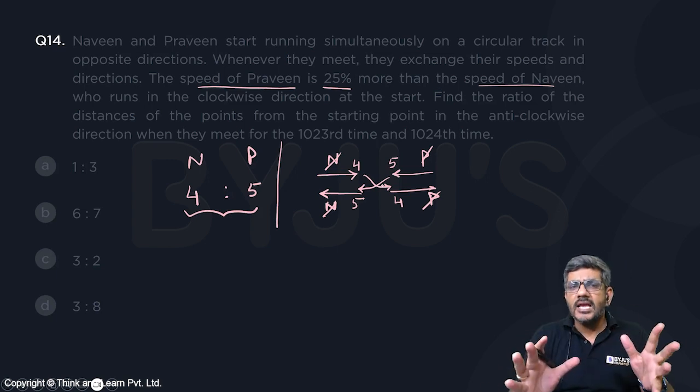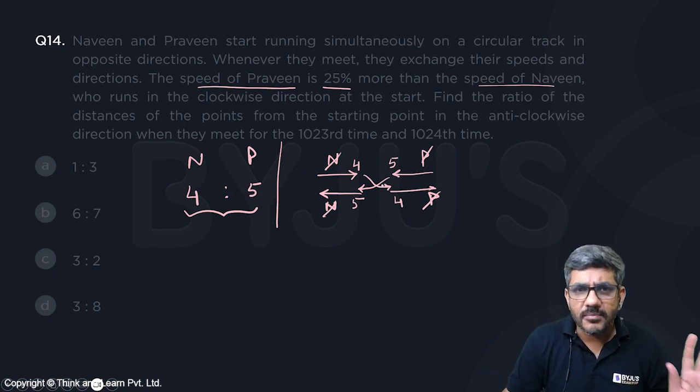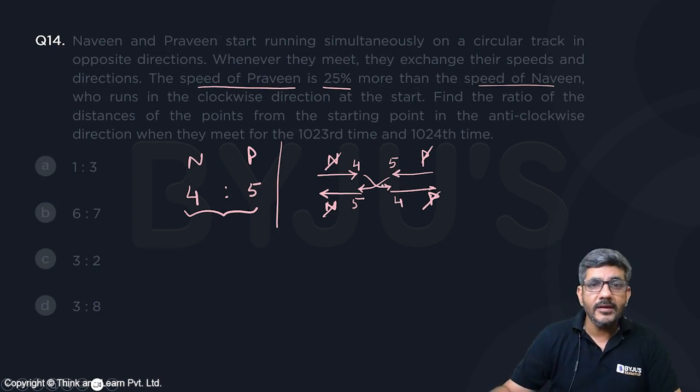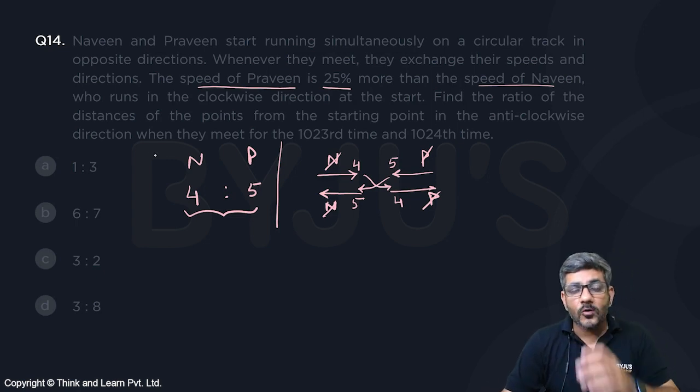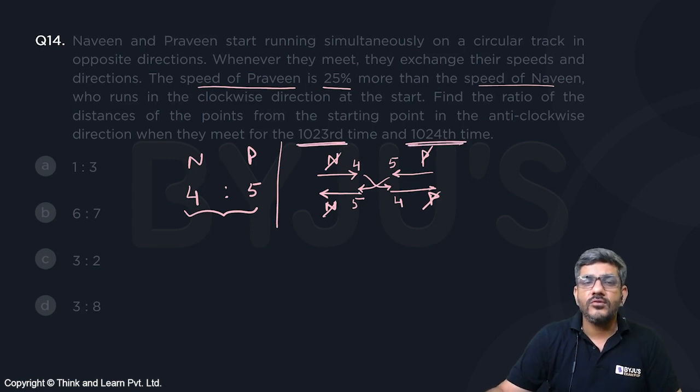But I can say they just pass through each other. Exchanging the speeds or direction does not make a difference. That is almost the same. There is no difference there. Okay. Now, find the ratio of the distances of the points from starting point in the anti-clockwise direction when they meet for 1023rd time and 1024th time.